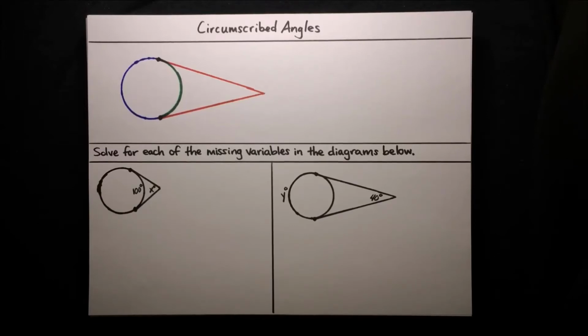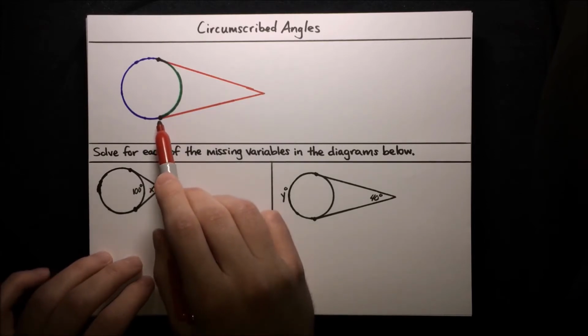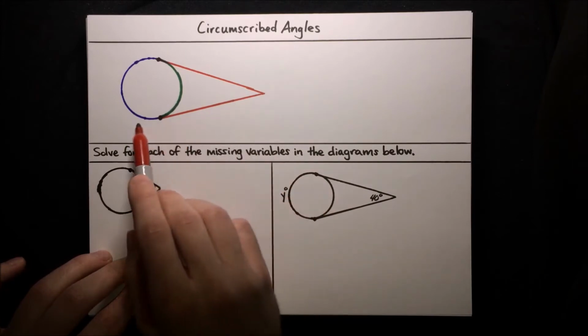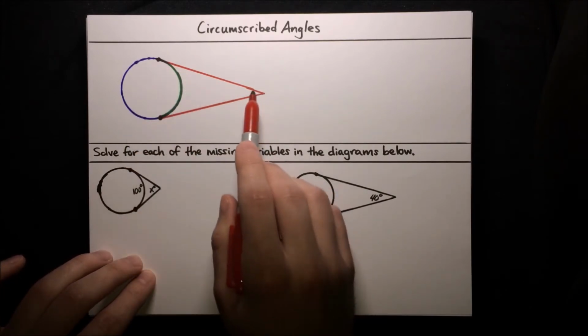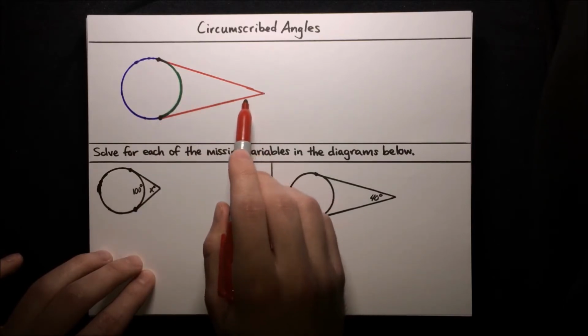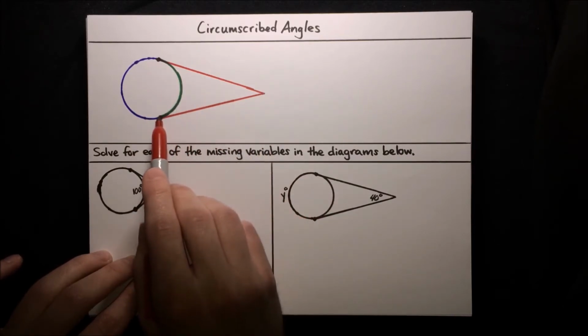In this video, we're going to learn about circumscribed angles. A circumscribed angle on a circle is an angle that is composed of two tangent lines to the circle. So for example, here we've got a circumscribed angle right here, and each side of the angle is formed by a tangent line to the circle. This top tangent line intersects the circle at exactly one point right there, and this bottom tangent line intersects the circle at exactly one point right there.